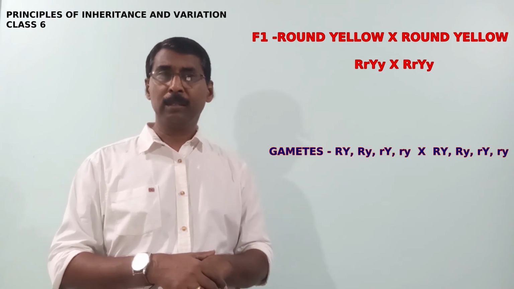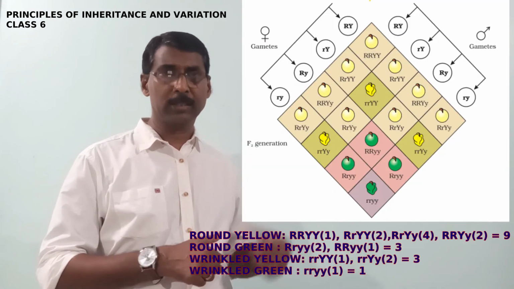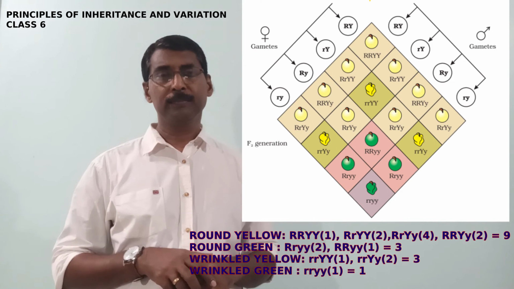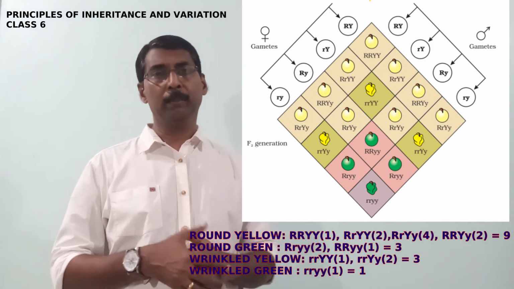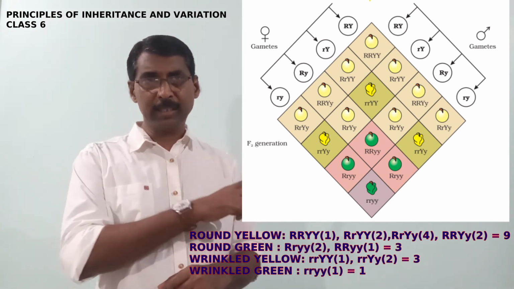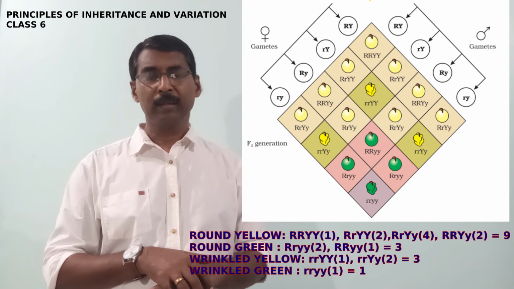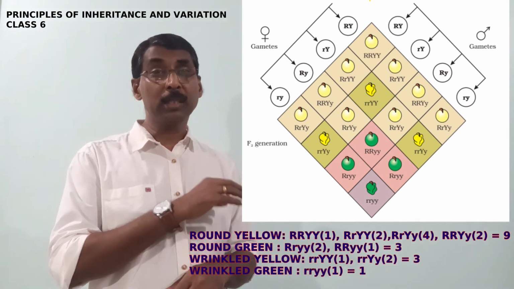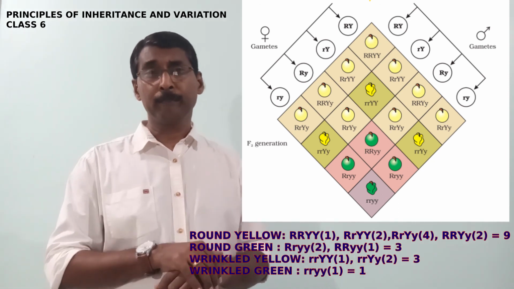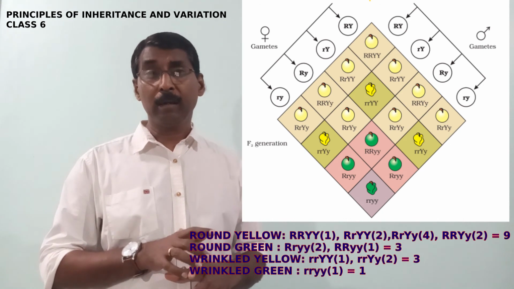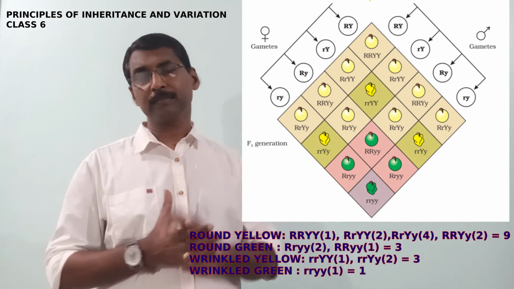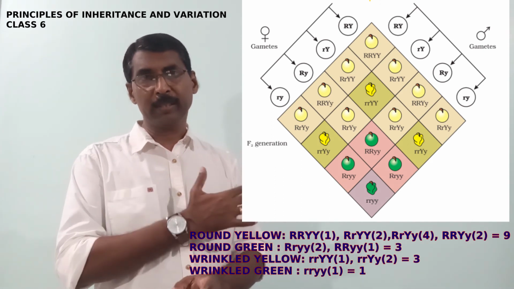Okay, let us draw the Punnett square here, and place the male gametes and female gametes, and see the progeny. As you can see in this Punnett square, a total of 16 progeny are produced. 16 progeny are depicted here in this Punnett square, and they are in the ratio 9:3:3:1. You can see here.